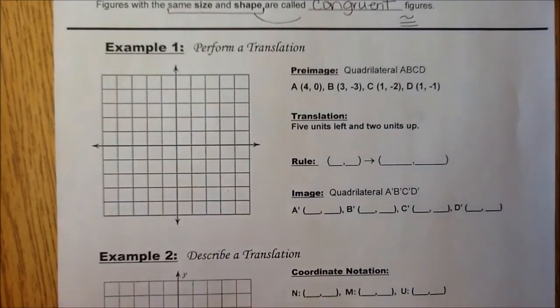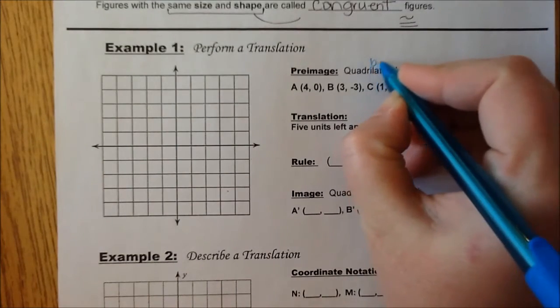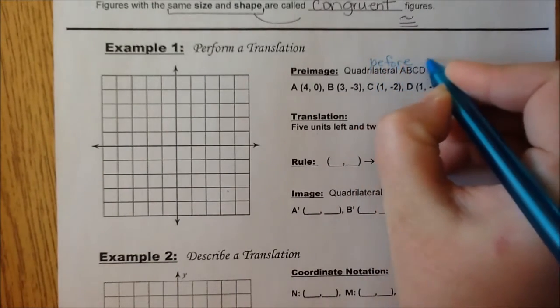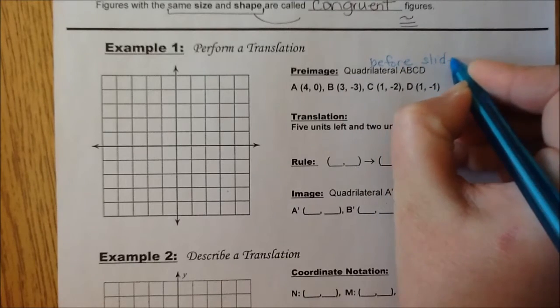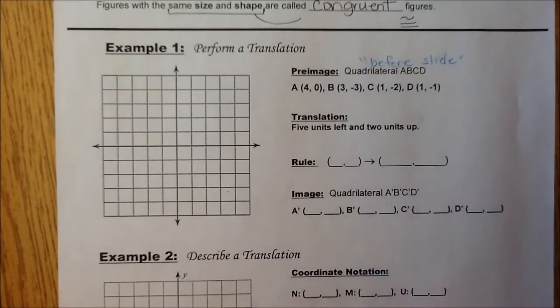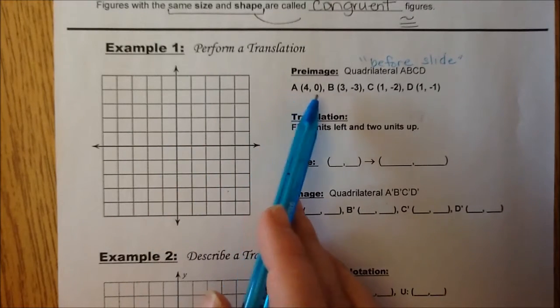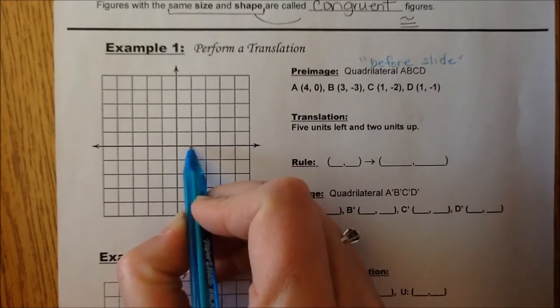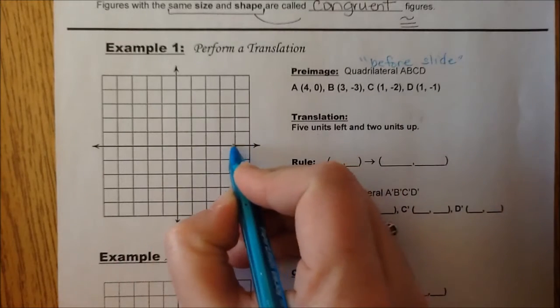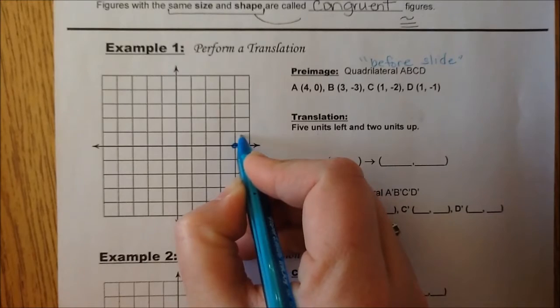Our pre-image, we're going to use light blue. Remember, this is before the slide. Before the slide. Or translation. We're going to label all of our ordered pairs. So we have A, which is 4, 0. So I'm going to go 1, 2, 3, 4. And label this A.